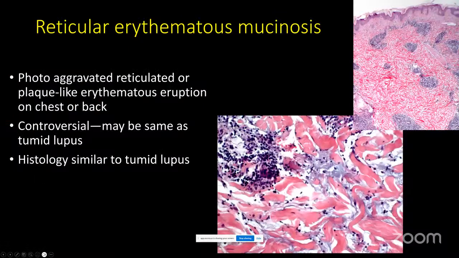Reticular erythematous mucinosis. I don't usually make this diagnosis because it's hard. You need the clinicopathologic correlation. And a lot of people think it's the same as tumid lupus. You have small, bland lymphocytes around the vessels, sometimes around the adnexal structures, and gobs of mucin deposition or high hyaluronic acid. And this is usually sort of central chest with a plaque that looks a little reticulated, and that's why it has this name. But again, maybe it's controversial, but some people think it might be the same as tumid lupus.